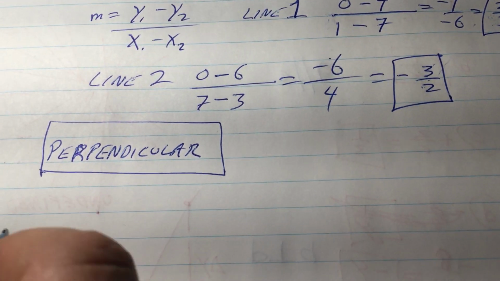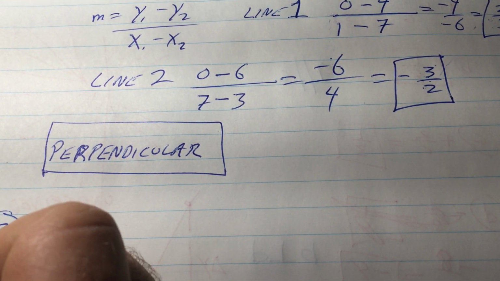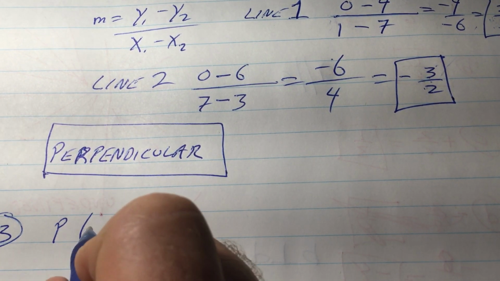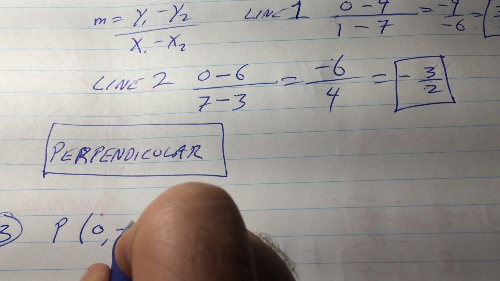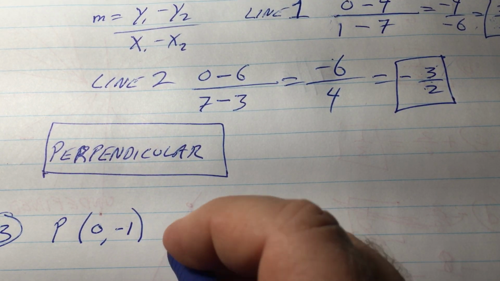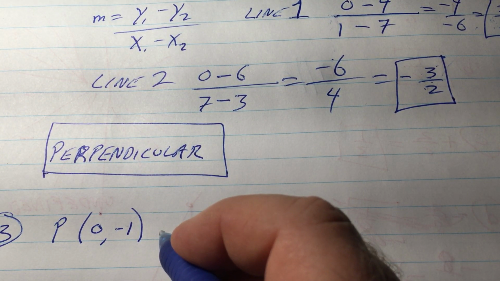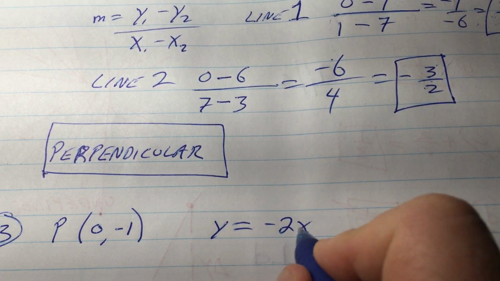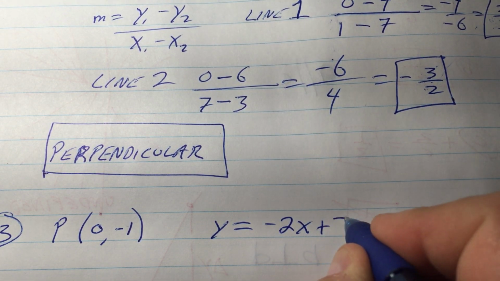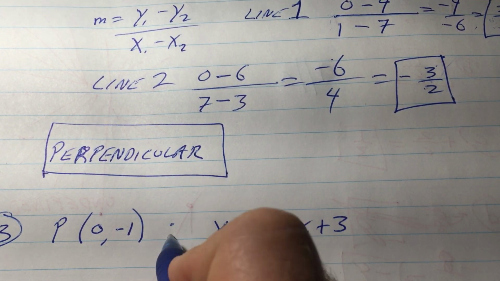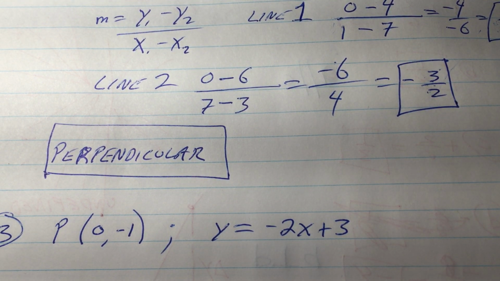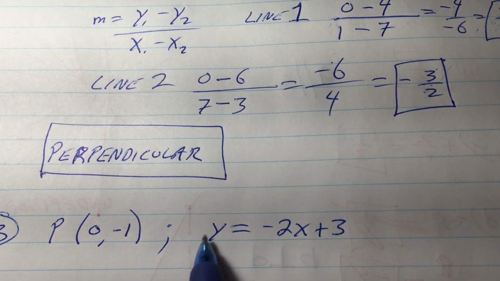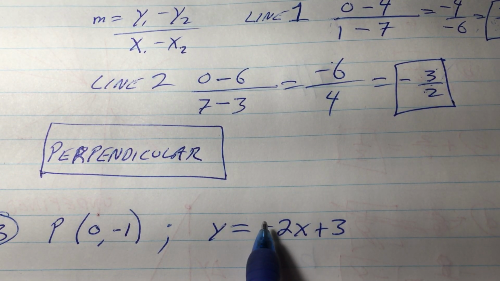Okay. Next one, question 13. Write an equation of a line passing through point P. Here's point P. It goes through 0, negative 1. And it is parallel to the given line. Here's your given line: y equals negative 2x plus 3. So we have to write an equation of a line that goes through this point and is parallel to this line. Well, that's in slope-intercept form.